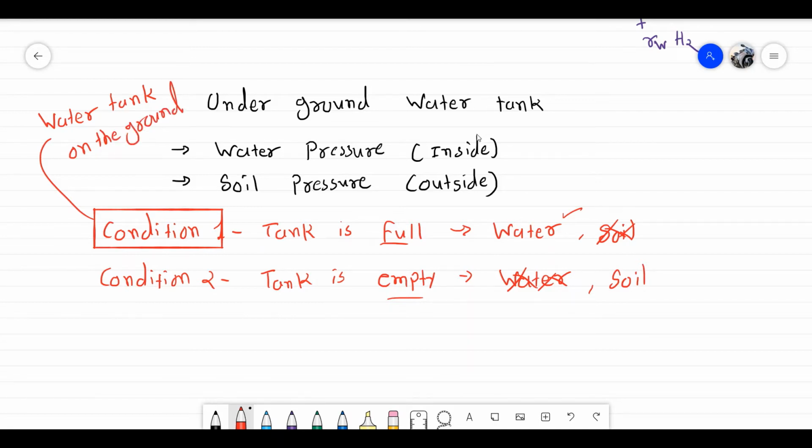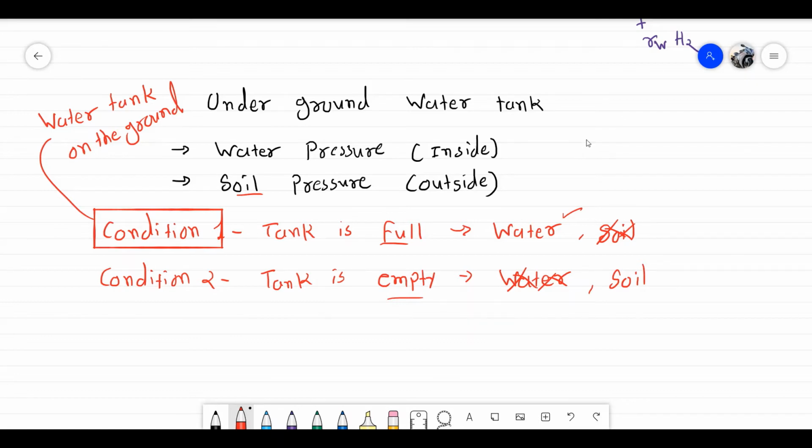Same design, same method, same equation, same concept. Just a change in the load, because in this case soil pressure is included. So with the change in load the moment will change, but the calculation, equations and method are all the same.